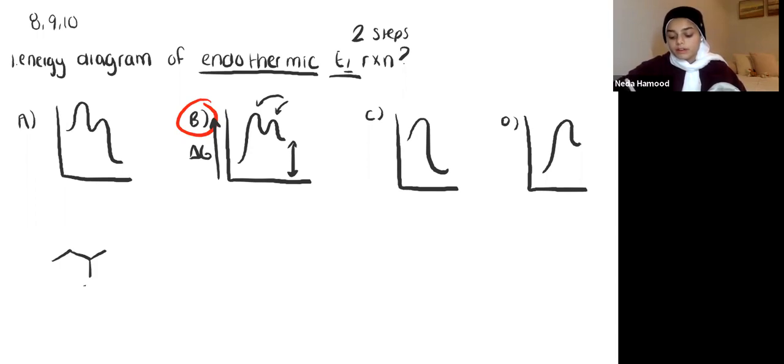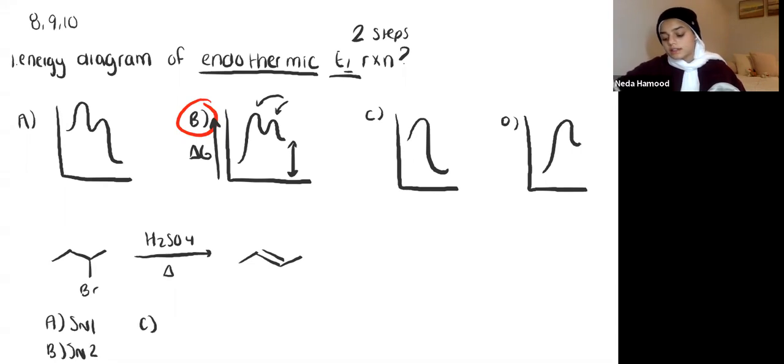let's see, we have Br over here, and then you have H2SO4, and then you're going to have this as your product. And then the options would be A, SN1, B, SN2, C, E1, D, E2. What do you guys think the answer would be? The E1. You guys agree?